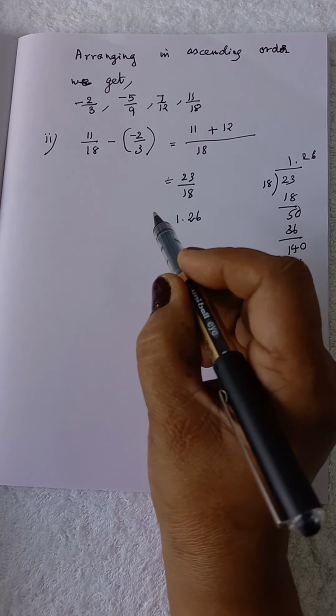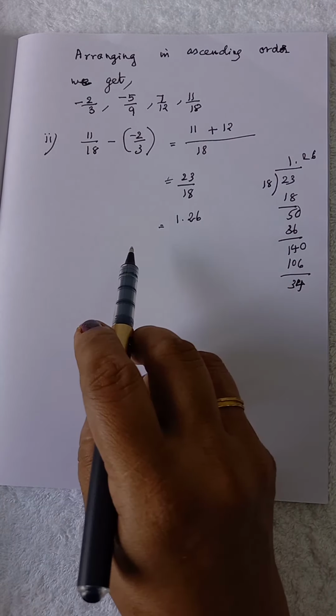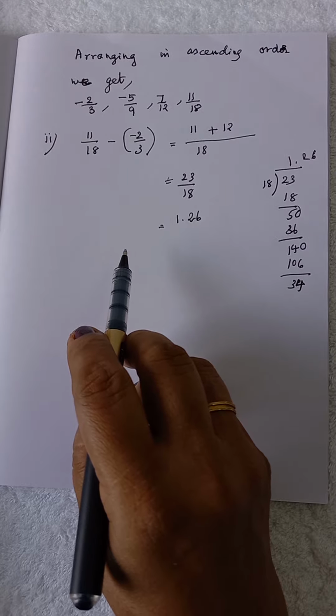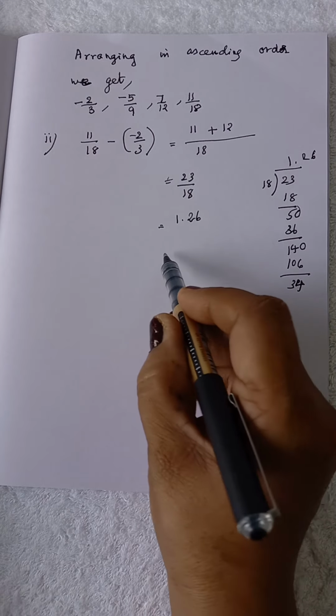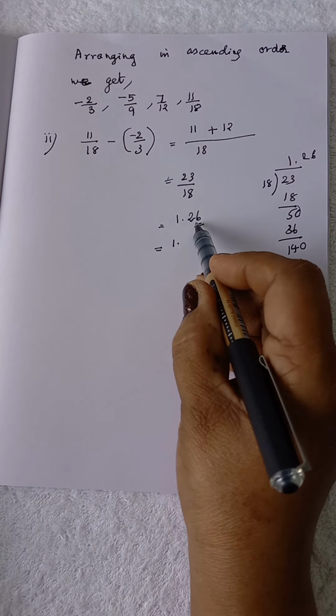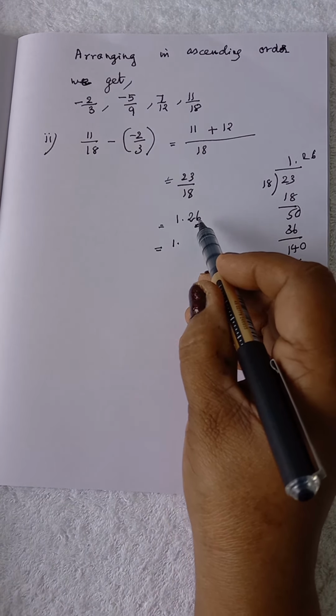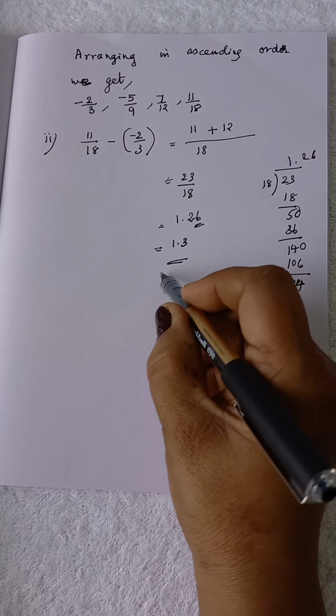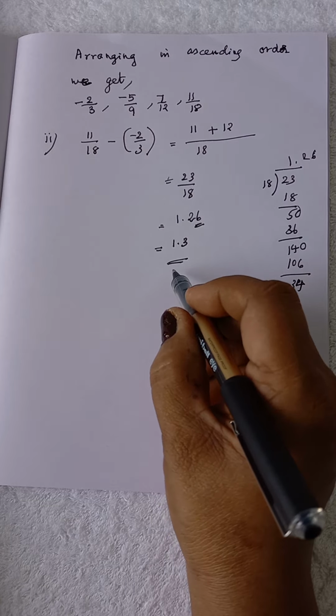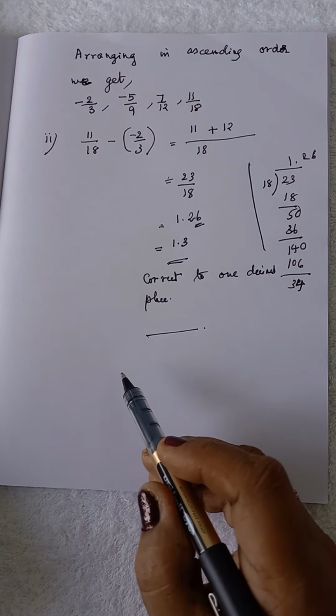1.28. Now again in the question it is asked to express the difference as a decimal fraction correct to 1 decimal place. So this can be corrected as 1.3, since 8 is above 5, the value correct to 1 decimal place. So this is the answer.